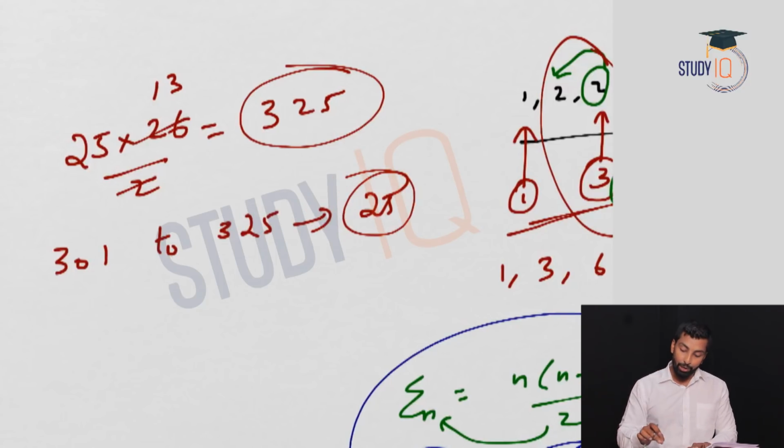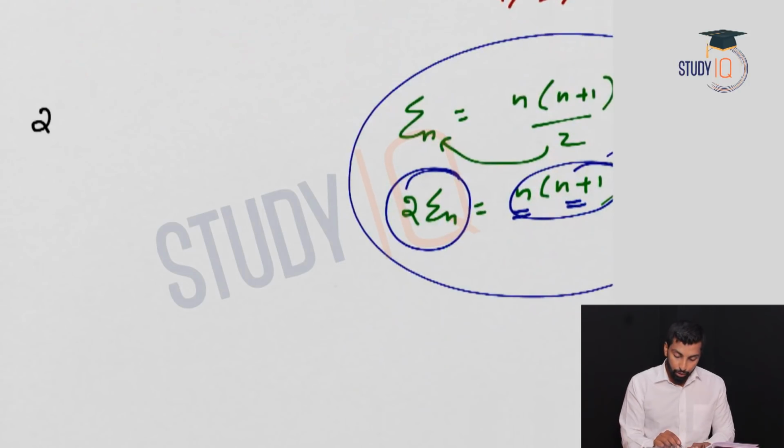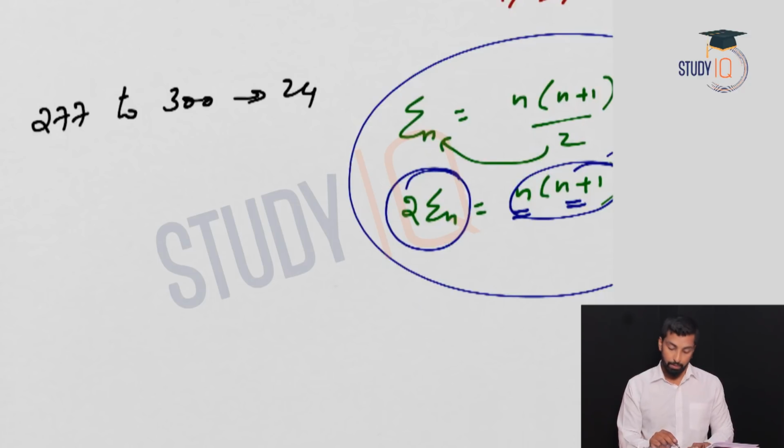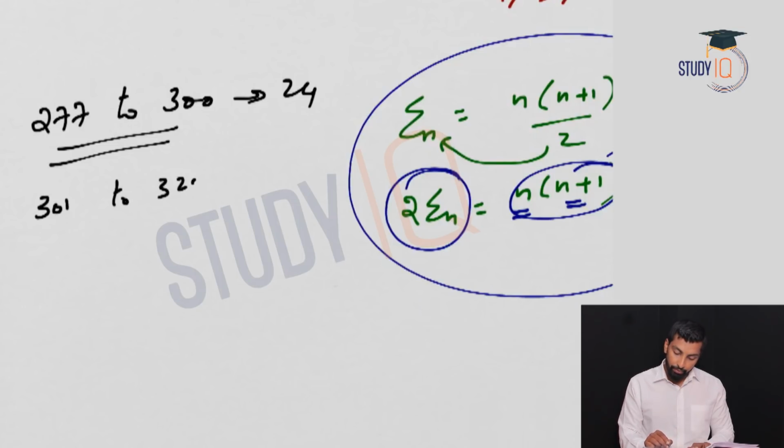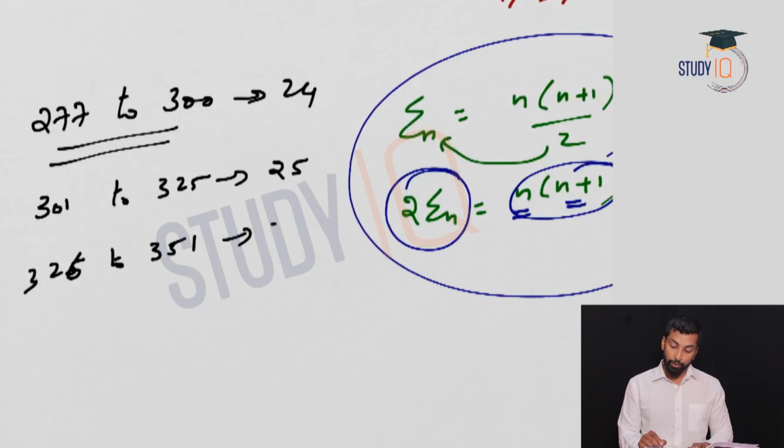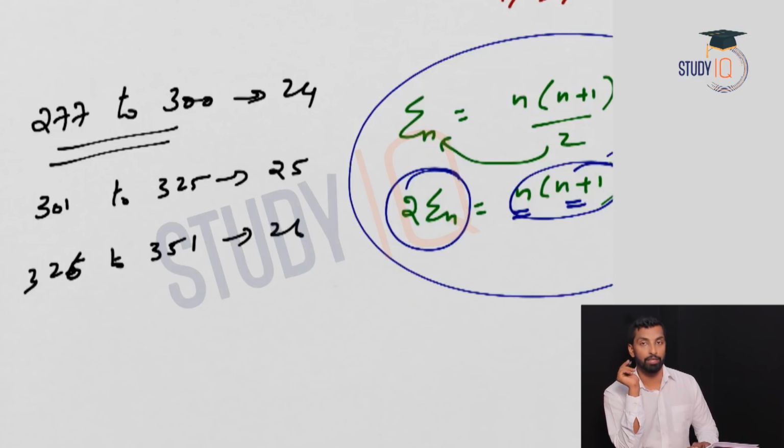So what I can conclude now: from 277 to 300, be it any term from this, the answer is 24. 301 to 325 will be 25. 326 to 351 will be 26, because sigma 26 is 351 and previous 26 will be 26. I hope you understood this, right?